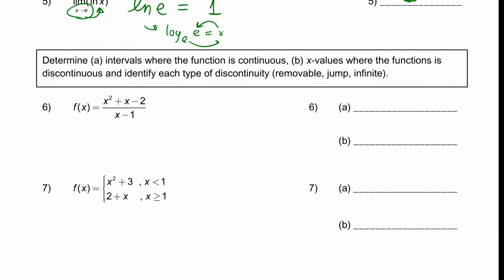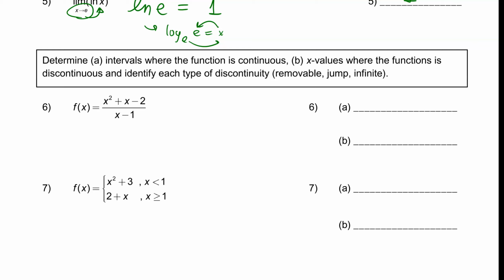Next, determine intervals where the function's continuous, x values where the function's discontinuous, and identify each type of discontinuity: removable, jump, and infinite. First off, to even have a jump discontinuity, you have to have a piecewise function. Jumps only occur with piecewise functions. I'm not saying every piecewise has a jump discontinuity, but a jump discontinuity has to be a piecewise. So number 6, we already know it's not going to be a jump.